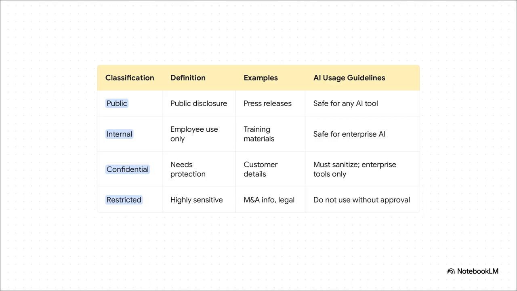Now, things get serious with confidential data. We're talking customer account details, deal strategies. This stuff has to be sanitized, and you should only be using approved enterprise-grade tools, period. And at the very top, the highest level of secrecy is restricted data. Think mergers and acquisitions, unreleased products. The rule here is super simple. Just don't. Don't put this in an AI unless you have explicit written approval. This framework is your bedrock for security.